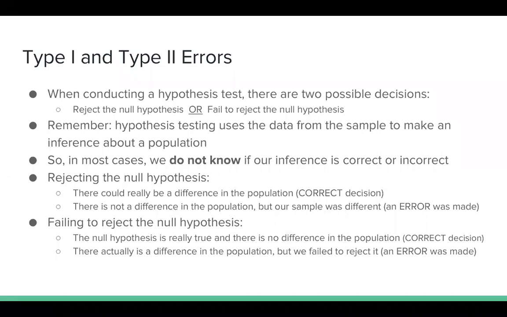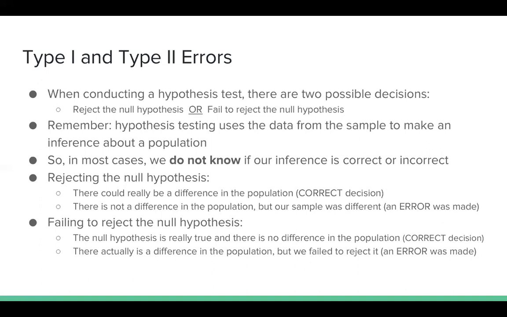So you know that when conducting a hypothesis test, there are two possible decisions. You can either reject the null hypothesis if your p-value is less than alpha, or you can fail to reject the null hypothesis if your p-value is greater than alpha. Hypothesis testing uses the data from the sample in order to make an inference about the population as a whole. In most cases, we actually don't know if our inference is correct or incorrect. What this really means is that we make a decision based on our data, saying our data is most likely correct or incorrect, but we don't actually know if our inference is true or not, most of the time.